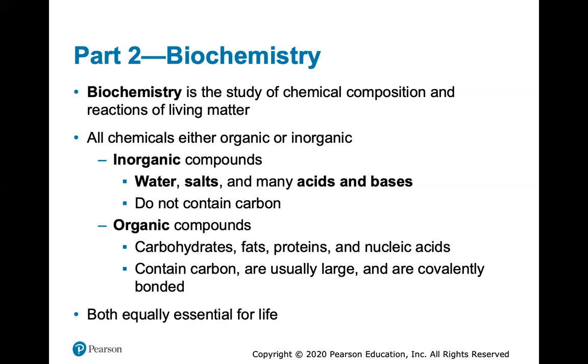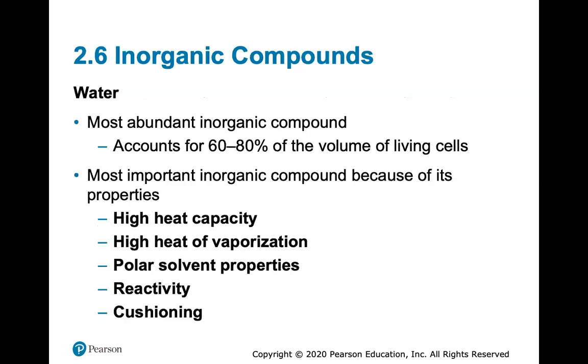So we'll talk about all chemicals being either organic or inorganic. An inorganic compound does not contain any carbon. So the inorganic compounds will be water, salts, many acids and bases. If a compound is organic, it will contain carbon. They're also much larger and all covalently bonded, meaning they're sharing electrons. So organic compounds are things like carbohydrates, fats, proteins, nucleic acids. Just larger compounds are generally organic, and they can be broken down into their specific parts. Both of these are equally essential for life.